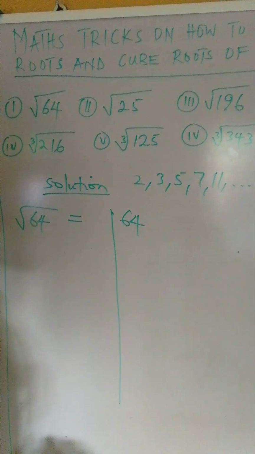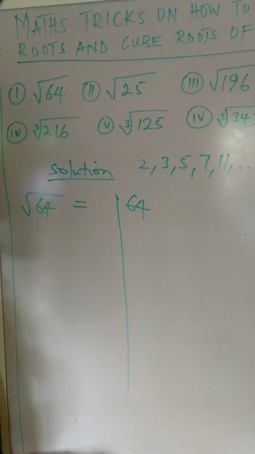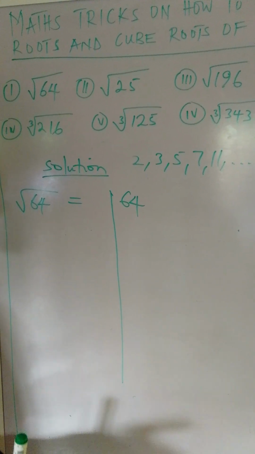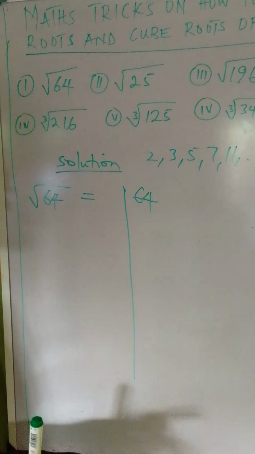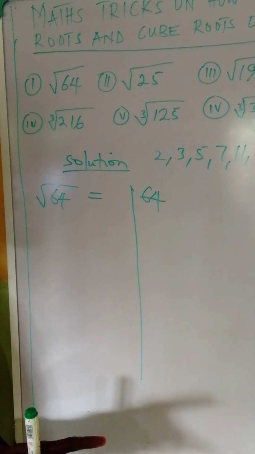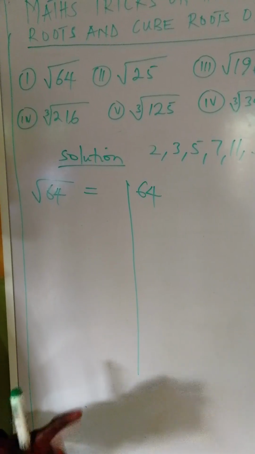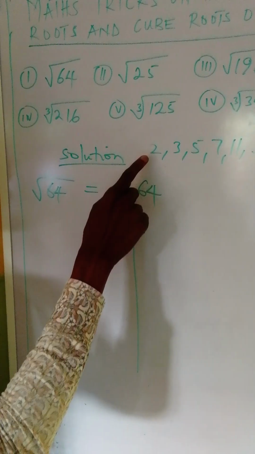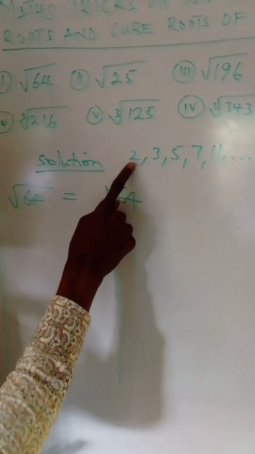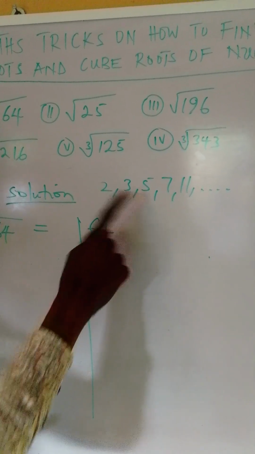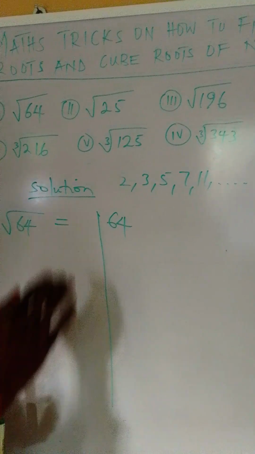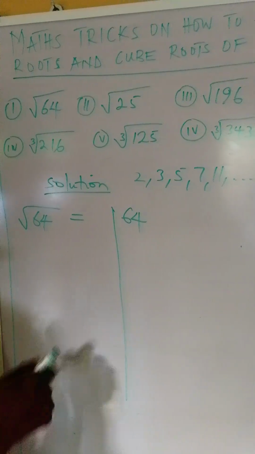By the way, what is a prime number? A prime number is a number which no other number can divide without a remainder except 1 and itself. So meaning that only 1 and 2 can divide 2 without a remainder. Only 1 and 3 can divide 3 without a remainder. Only 1 and 5 can divide 5 without a remainder. So I'm going to use these numbers to divide, starting with the least one, which is 2.